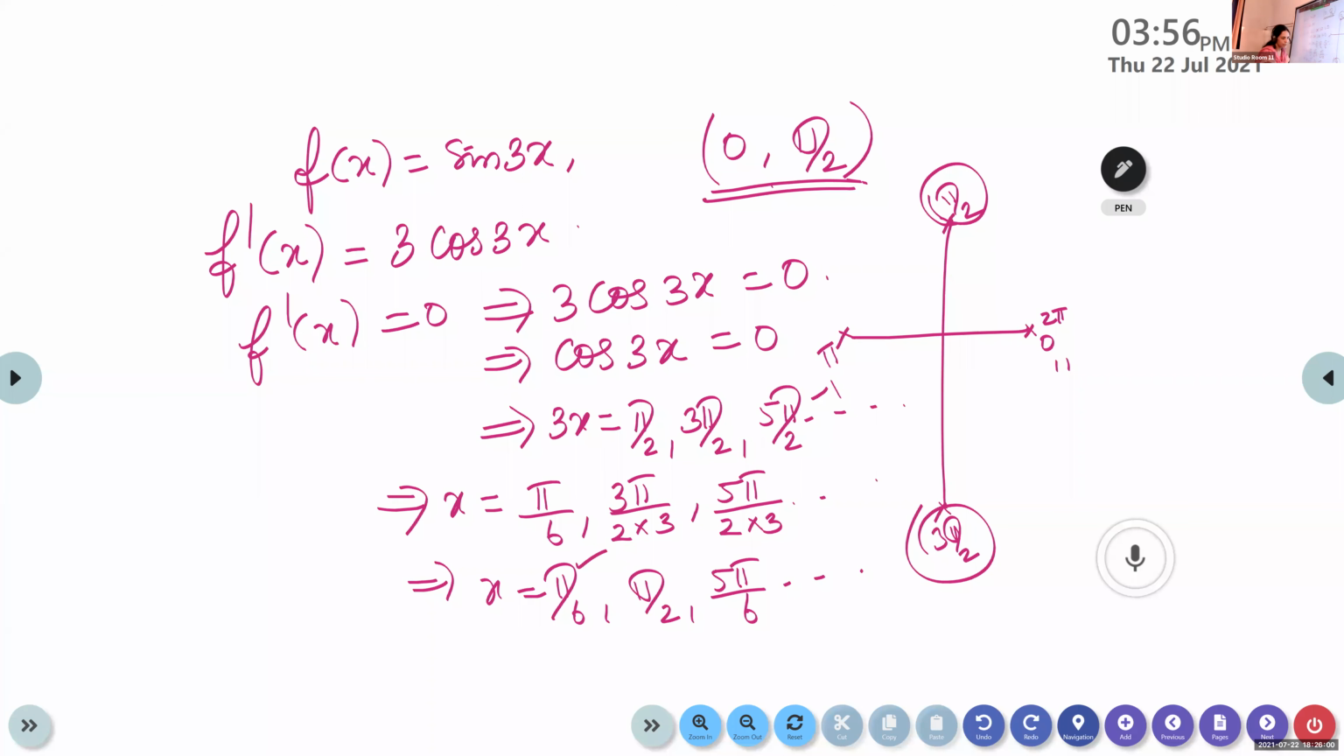You can check it here. Pi by 6 will lie, isn't it? Here it is not possible. Don't write like this in your answer sheet. This is for your understanding, I am writing it here. If you are writing, write it with pencil.